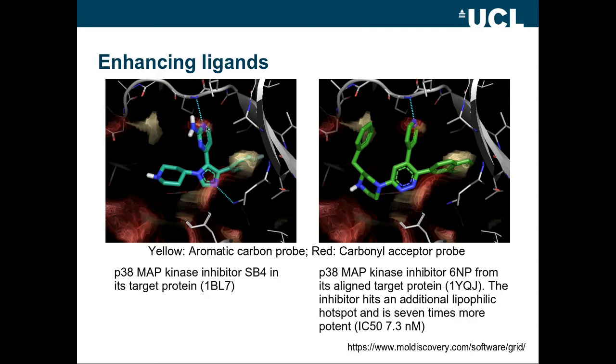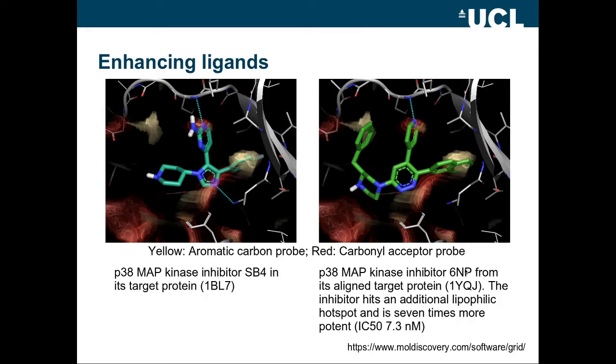Up the top we have an interaction with a backbone atom here, and we have a site where a carbonyl acceptor would like to be. In fact, we actually have a nitrogen acceptor rather than a carbonyl, but at least it's clearly accepting a hydrogen bond here. And over here we have a site where we would like to have an aromatic carbon, but currently we don't. So on the right we have a modified version of that inhibitor.